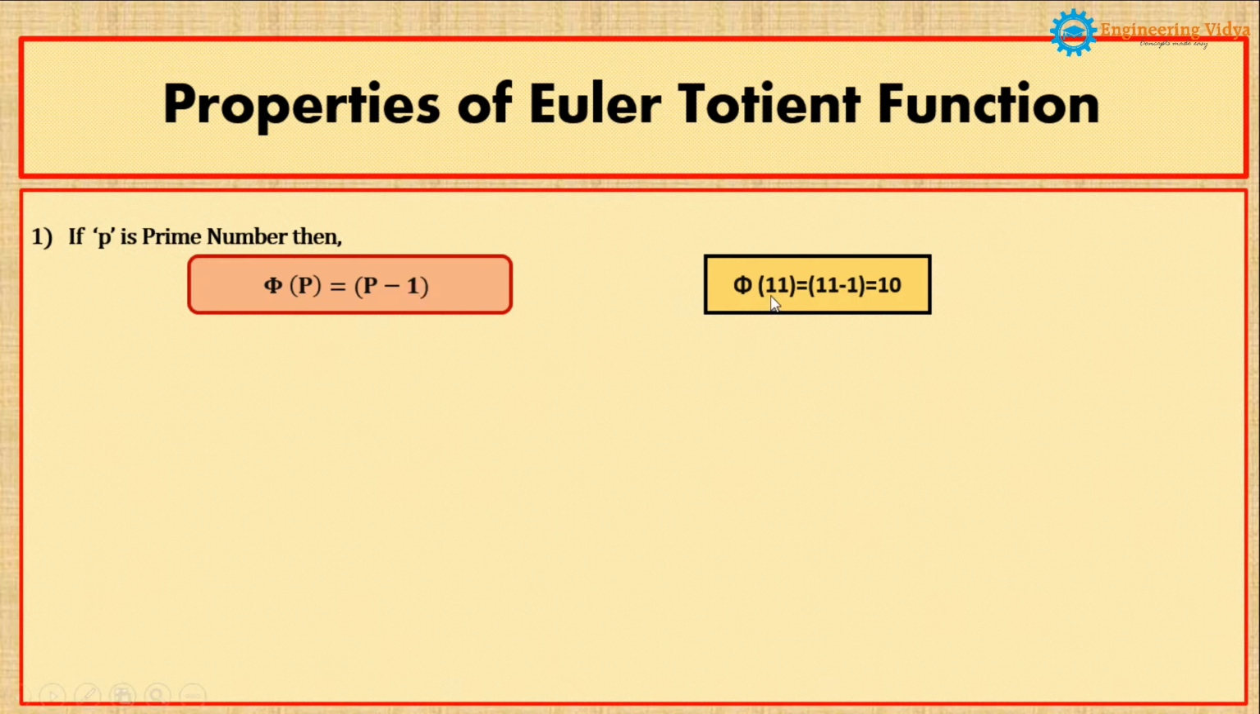This formula says that if p is a prime number, then in a shortcut way you can compute the Euler-Totient function: phi of p is equal to p minus 1. So here we'll apply the formula. 11 minus 1 will be equal to 10.